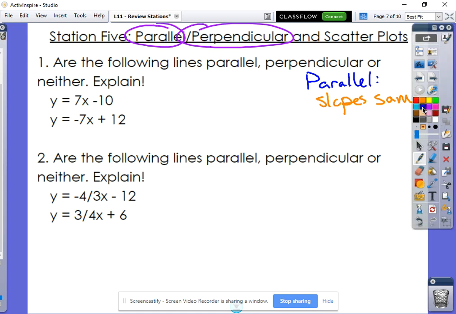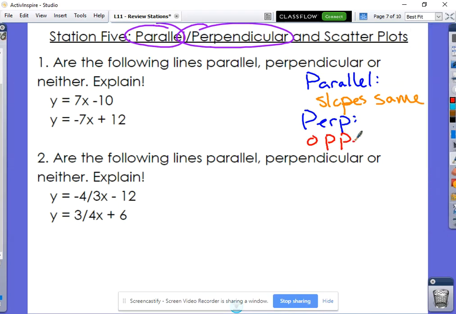But what about if they're perpendicular? So if they're perpendicular, instead of being the same, they're going to be two things. They're going to be opposites of each other, so positive and negative, and then they're also going to be reciprocals of each other. That means that they are going to flip. The fraction is going to flip. Top's going to go to the bottom, bottom's going to go to the top.